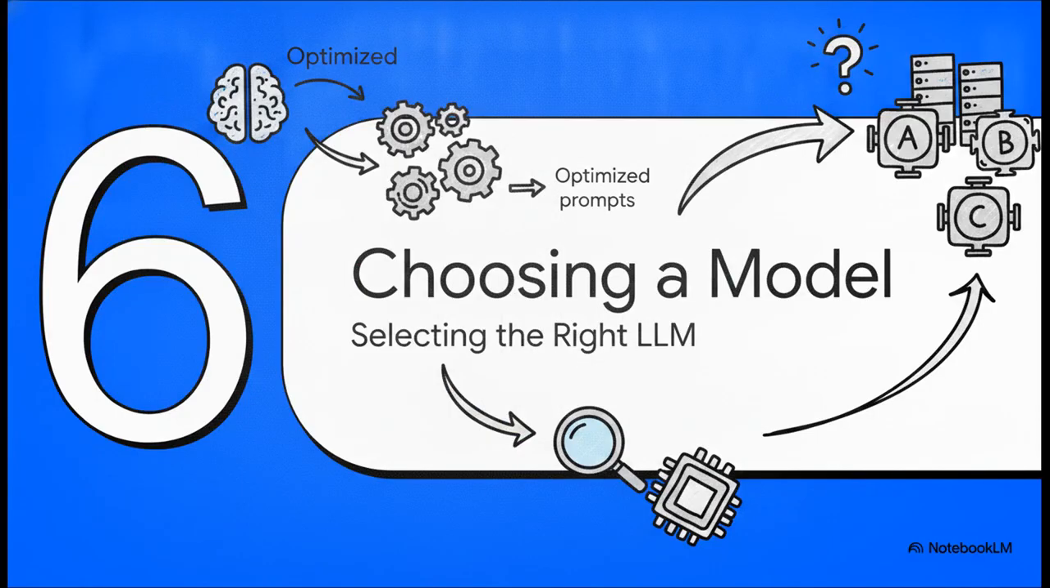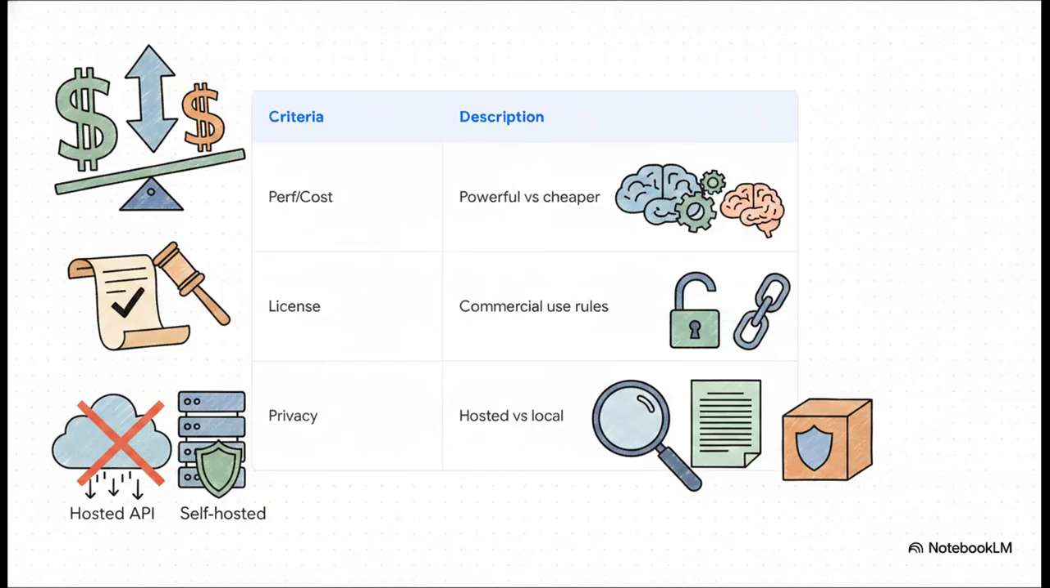Finally, Section 6, choosing a model and selecting the right LLM for your needs. Once your prompts are properly optimized, you have to select the right engine to run them on. Think of this as your architectural trade-off matrix. First up is the performance to cost balance. You simply do not need a massive trillion-parameter model to perform a simple JSON formatting task. Models like GPT-4 or Claude 3 Opus are incredibly powerful, yes, but they are expensive and they are slow. For highly scoped tasks, smaller models like GPT-4o mini or Claude Haiku are entirely sufficient, and they come in at a fraction of the latency and cost.